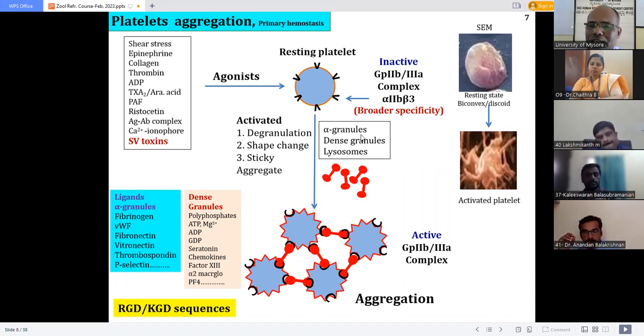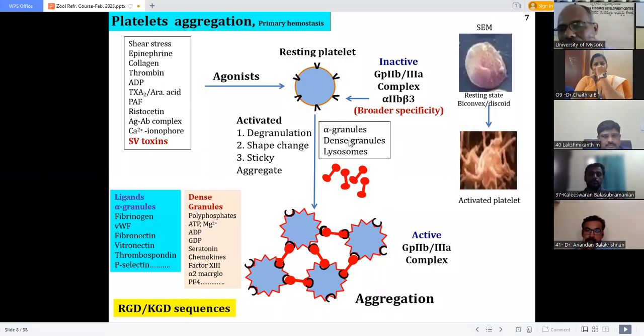Alpha granules contain over 20 to 30 different components. I've listed a couple of them here, under the subtitle ligands in the alpha granules: fibrinogen, von Willebrand factor, fibronectin, vitronectin, thrombospondin, P-selectin, and so many components are stored in alpha granules. And dense granules, over 40-50 components are stored in the dense granules. In dense granules, we have polyphosphates, very critical: ATP, magnesium, ADP, GDP, serotonin, chemokines, factor 13, alpha-2 macroglobulin, platelet factor 4. Likewise, about 30 or 40 different components are stored in the dense granules.